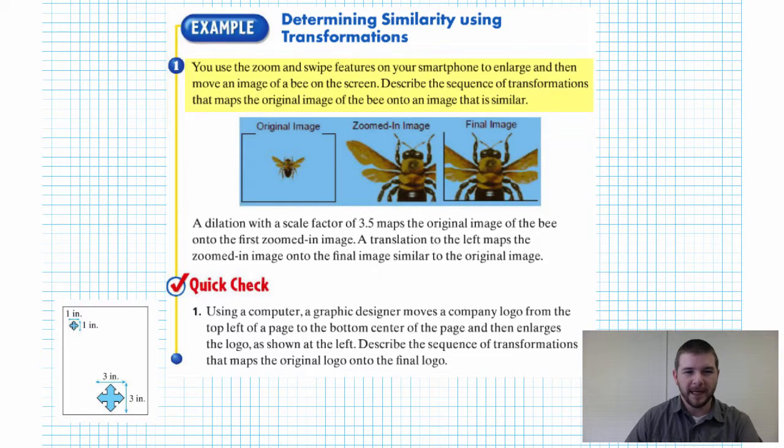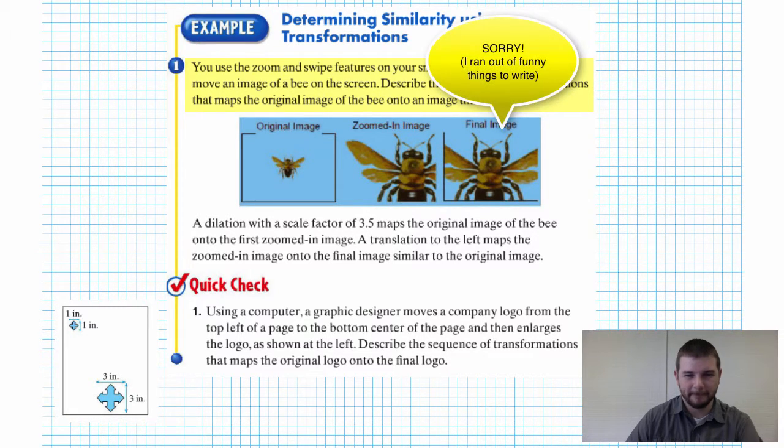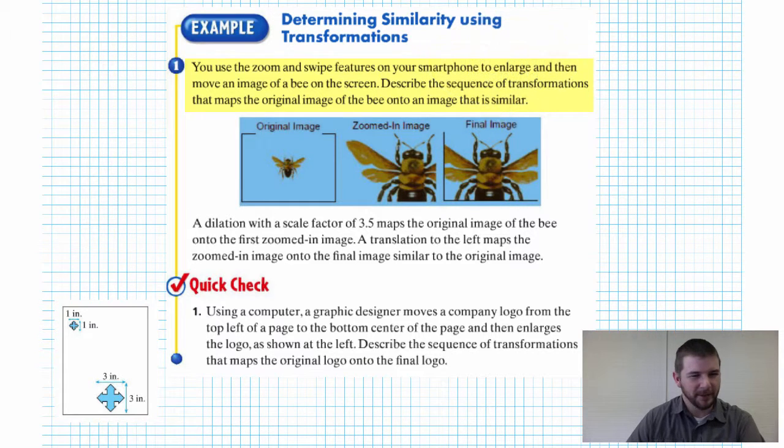You use the zoom and swipe features on your smartphone to enlarge and then move an image of a bee on the screen. Describe the sequence of transformations that maps the original image of the bee onto an image that is similar. We can see the original image, a bee looking kind of small. The zoomed-in image, probably using the two-finger spread to zoom in. And then the final image, it looks like we swiped in order to pull the bee more centered in the picture. Very good.